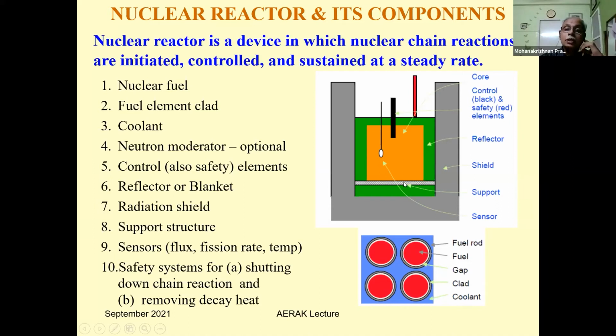Then support structure. Then it requires sensors, because you want to control the chain reaction. You want to know what is happening in the reactor, so you have sensors inserted into the core. And then there are safety systems for shutting down the reactor, in case the chain reaction is going out of control. But that alone is not sufficient. The reactor has been operating for some time and it has radioactive material, so even if you shut down the reactor, you have to remove the decay heat also. It is the heat generated by the fission products. So these two aspects are very important.